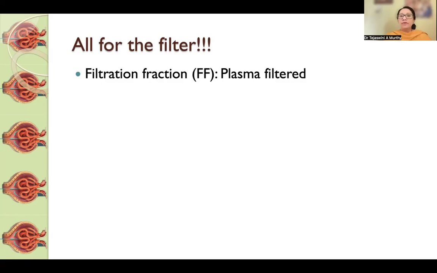So there is something called filtration fraction, which helps us in ensuring that we prolong the filter life, because the filter has around 150 ml of blood in it. So if the filter clots, that 150 ml would be lost. And for a critically unwell patient, that is a large amount of blood. So we calculate something called filtration fraction, which is the amount of plasma that gets filtered.